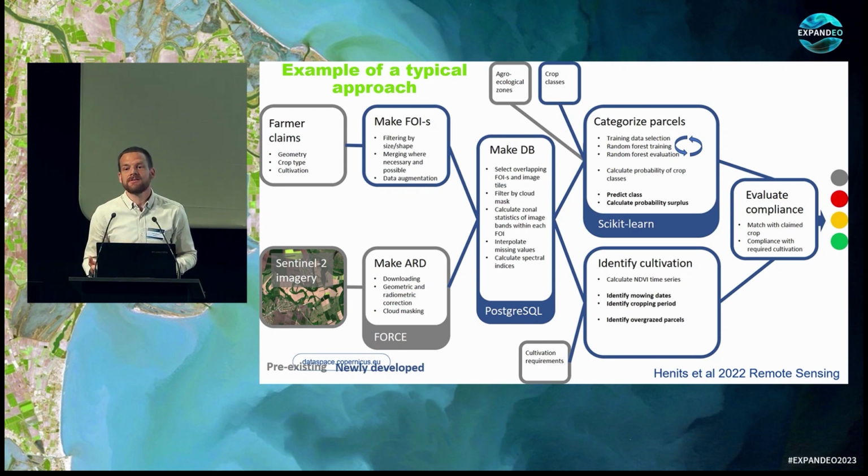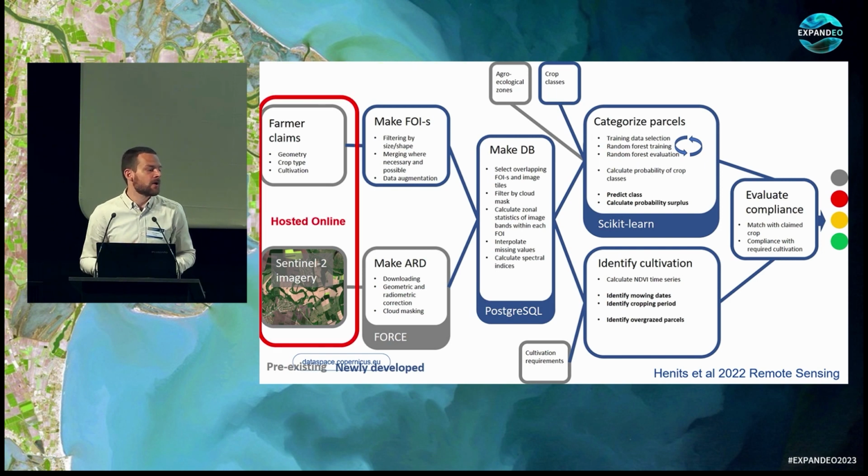So how much of this is done online? Well, the very beginning. So the Sentinel-2 data are, of course, hosted online, and the farmer claims are in an online database.